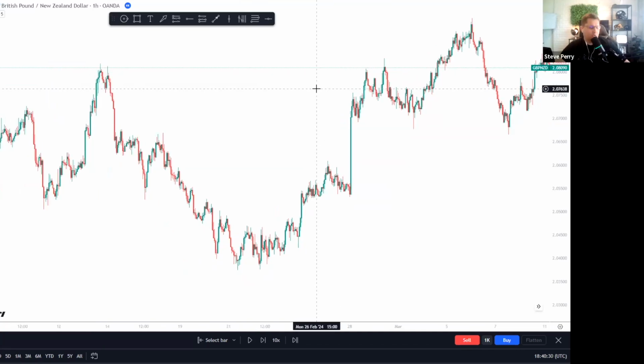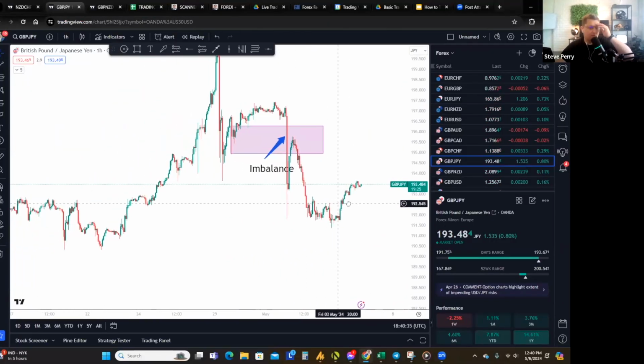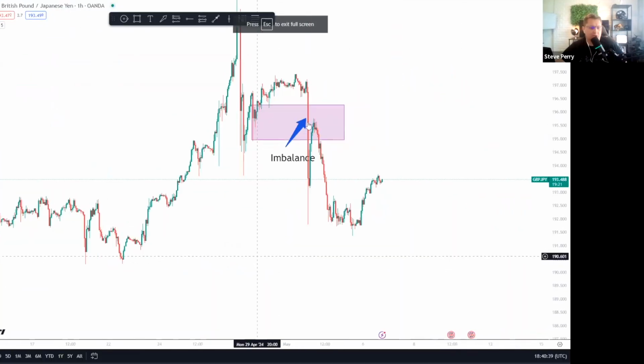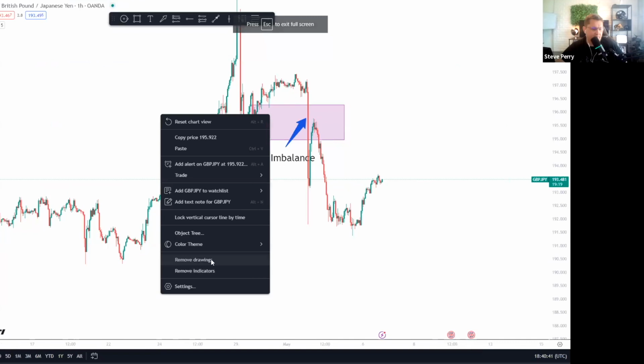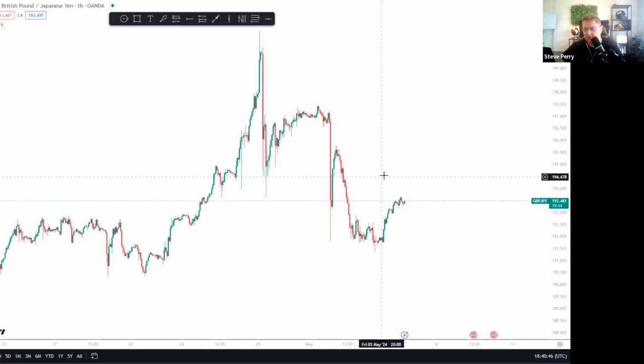All right, let's keep going. Let me show you another couple examples. I've got one right here. So, yeah, let me show you this. So, this was a huge candle. Let me delete all this stuff. Let's look at this. So, this was very recent. This is on the hourly chart with the pound yen.